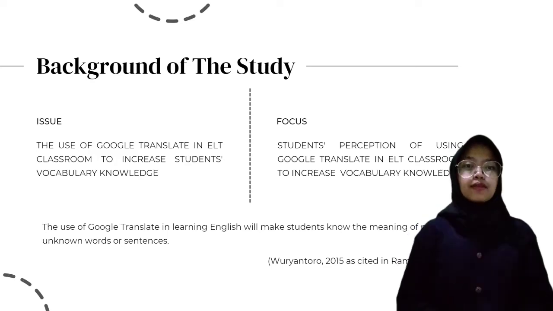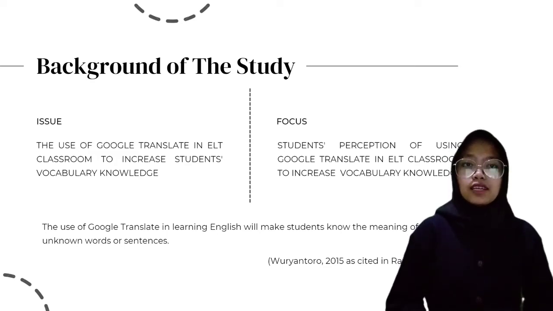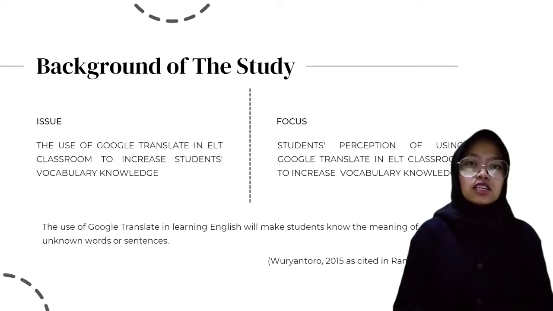Uriantoro 2015, as cited in Ramdhani 2020, stated that the use of Google Translate in learning English will make students know the meaning of previously unknown words or sentences. This can be communicated specifically. The machine translator or Google Translate is very helpful for students in facilitating the translation task.